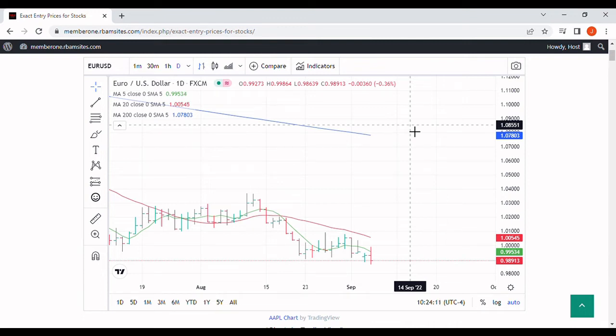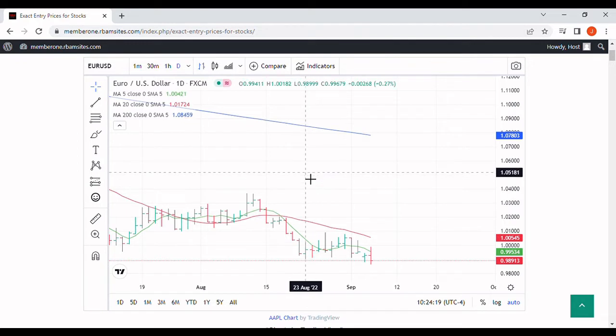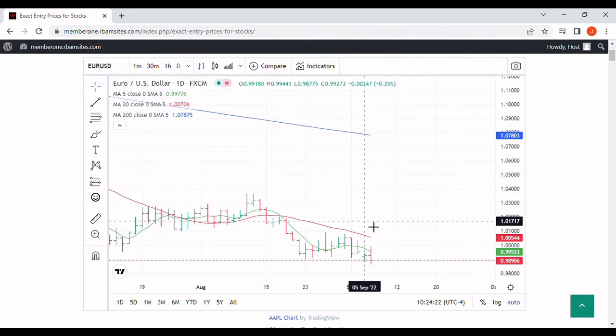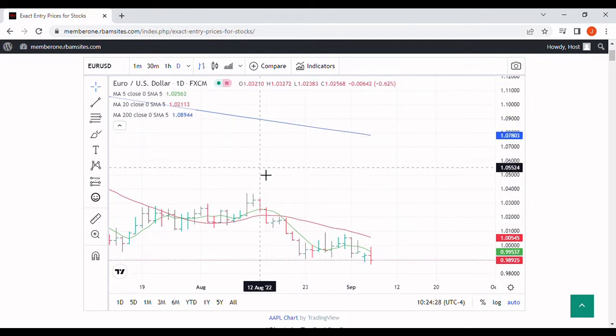We're going to take a brief look at EUR USD. That's EUR USD Analysis Today. And we've got a daily chart up here of the euro versus US dollar. We have a 5-day moving average in green, a red 20-day moving average, and a blue 200-day moving average. Again, this is a daily chart.